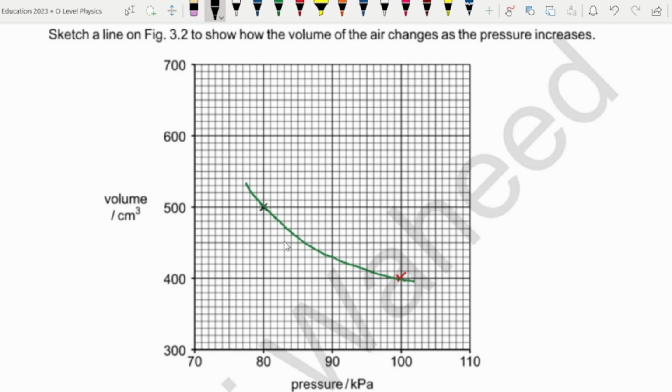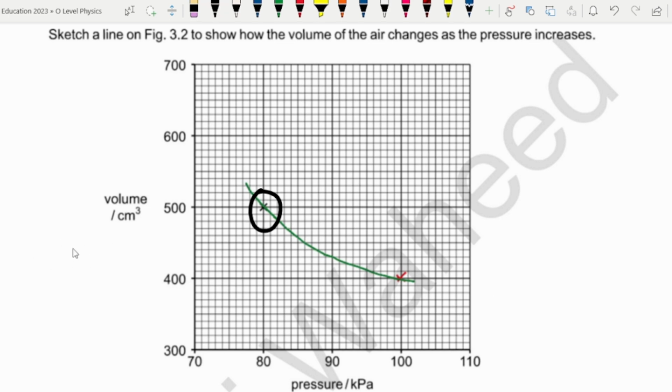Now the thing is, first of all, the graph of pressure and volume is something like this. Why? Because these two are quantities which are inversely proportional to each other, and whenever we have two quantities inversely proportional to each other, the graph is always like this. One of the points is already given, which is 80 for the pressure and 500 for the volume. We have to choose another point from where we have to draw the graph.